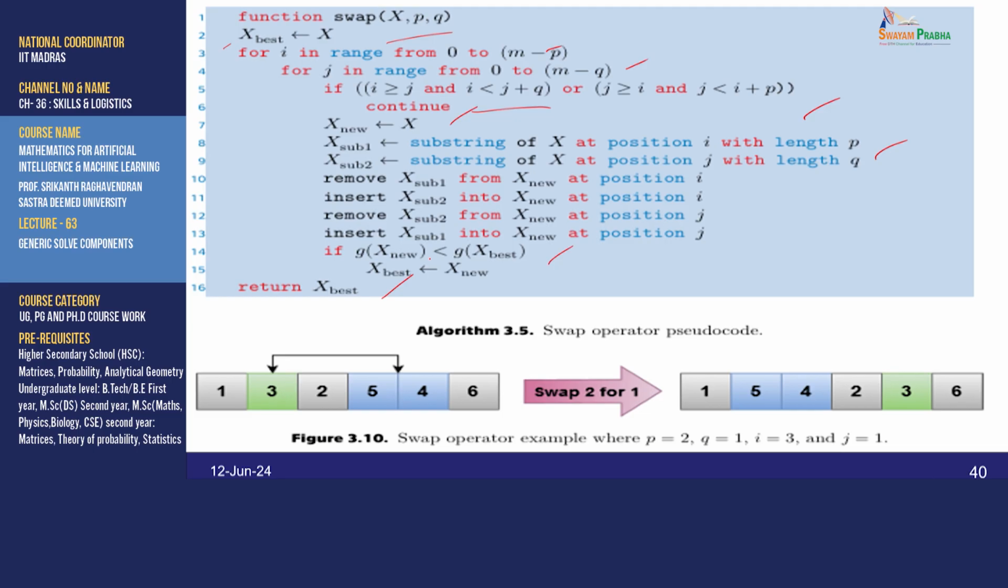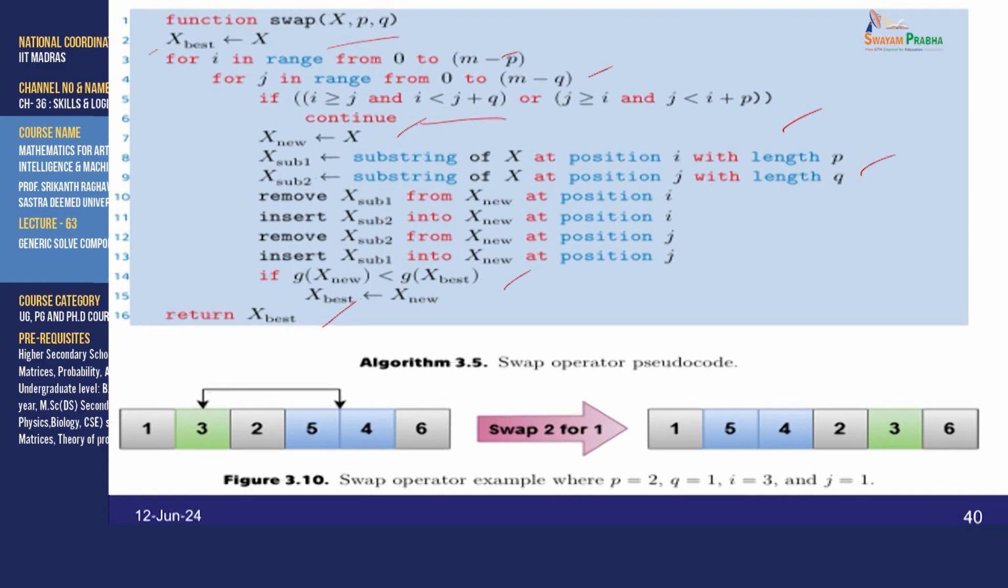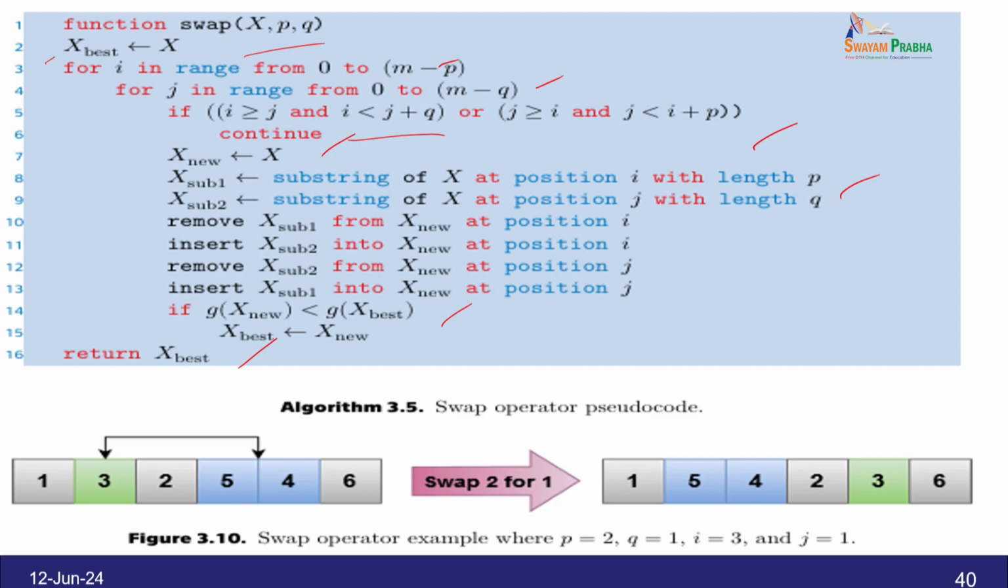So, this is the swap operator pseudocode and the swapping example. Swapping the blue colored parts first: 4 to 3 and 3 to 4, and then 5 to 2, 2 to 5. So, it will come out as 1, 5, 4, 2, 3, 6. So, the swapping operator where p equals 2, q equals 1, i equals 3, and j equals 1 is applied so that it will be swapped.